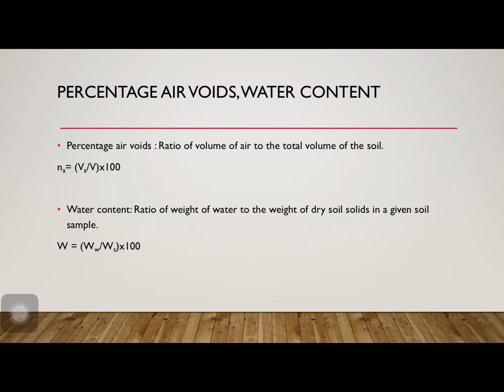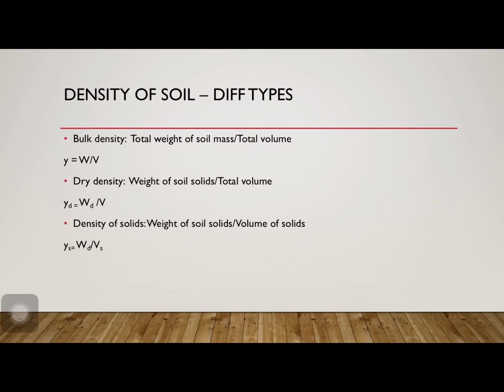Next comes the water content. Water content is the ratio of weight of water to the weight of dry soil solids in a given soil sample. So we can represent it as W. So W is equal to weight of water, which is represented as WW, by WS, which is weight of dry soil solids, into 100.